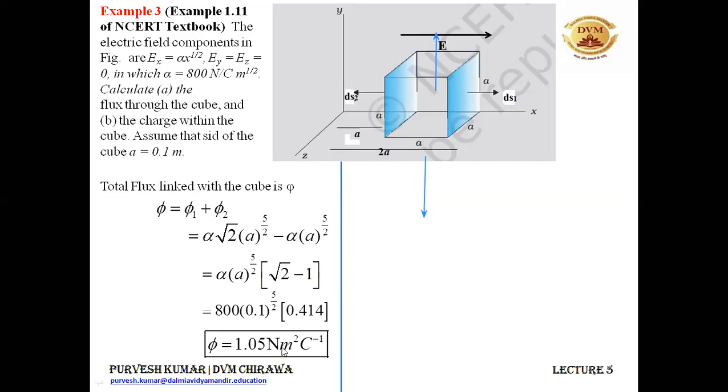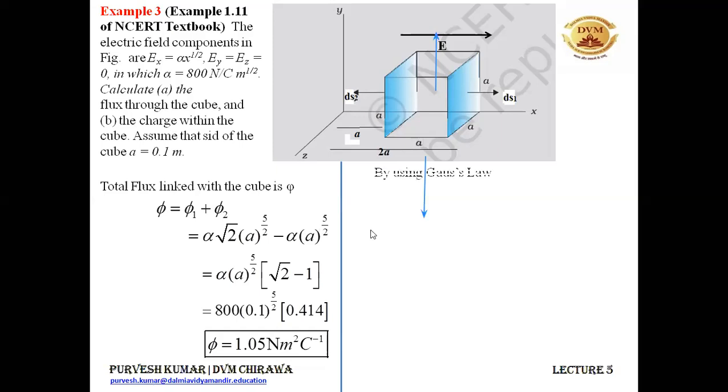So this is the total flux linked with this cube. This is the first part of the question that we have completed: the total flux linked through the cube. But now the second part says that we need to find the charge within the cube.